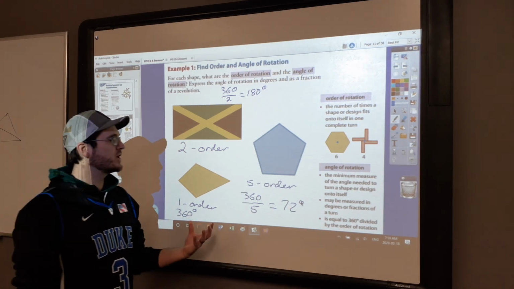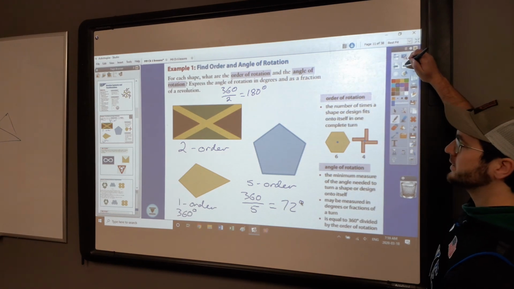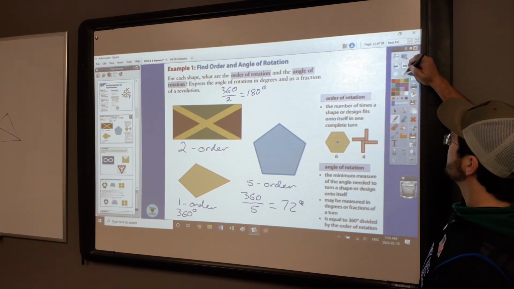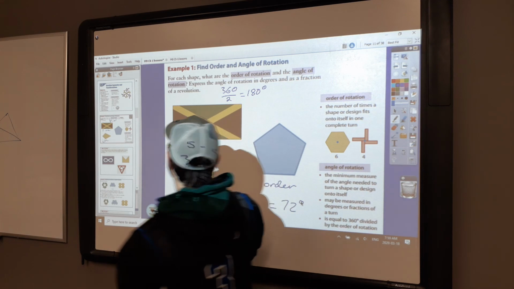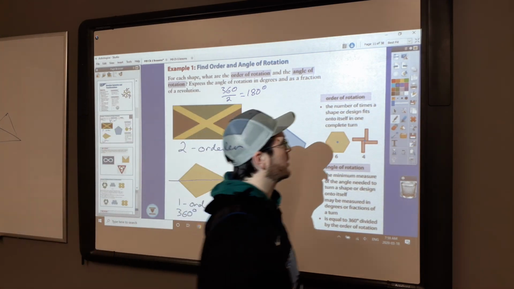Sometimes shapes have line symmetry, sometimes they have rotational symmetry. They could have neither, they could have both. This one, by the way, doesn't have rotational symmetry, but if we go back to 1.1, it would have line symmetry across it, right?